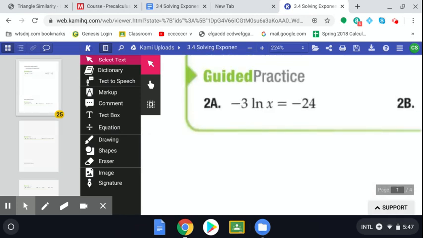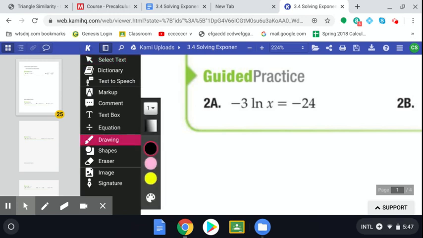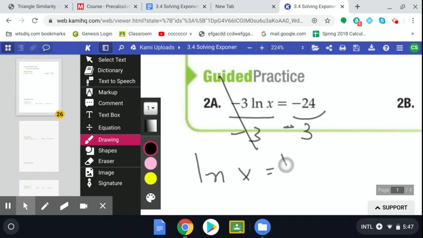So 2A, they want you to solve that equation. It says negative 3 natural log x equals negative 24. It appears to me that the easiest route would be to divide both sides by negative 3 first. Those will cancel out, so you get natural log x is equal to 8.